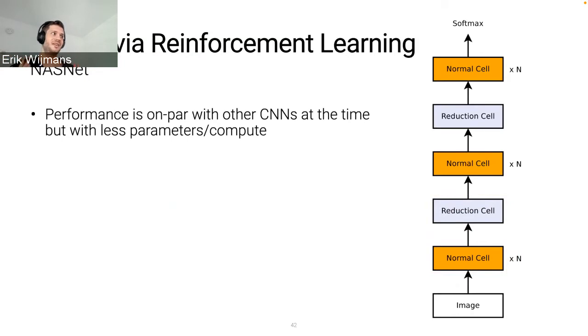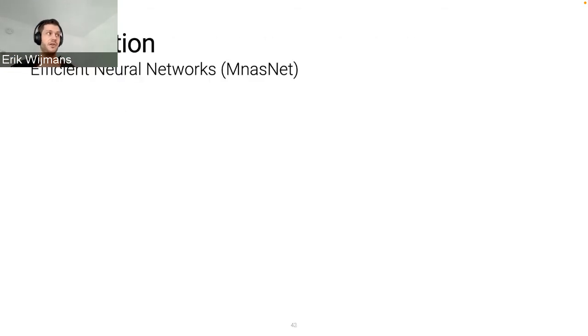But at the same time, the performance of this is on par with other CNNs at the time. However, now we do have a benefit. They were able to find a network that uses fewer parameters and therefore less compute than conventional CNNs. So while this didn't increase performance, it increases parameter efficiency, which is a very important thing in certain domains. And so this brings us to a very common application of neural network architecture search, which is for looking for efficient neural networks. And that's what a lot of it centers around today.